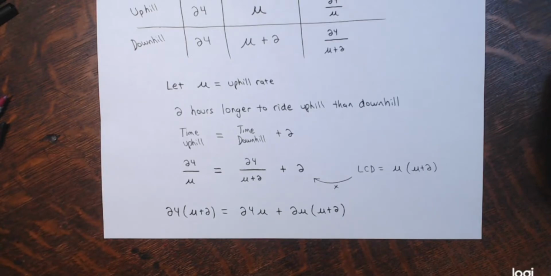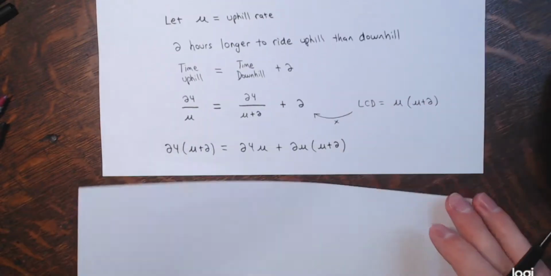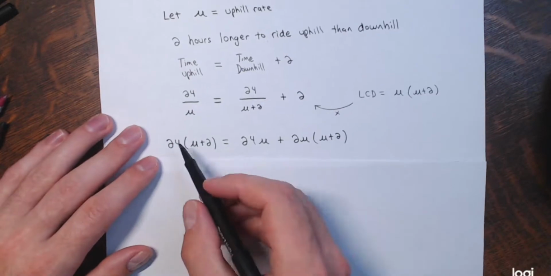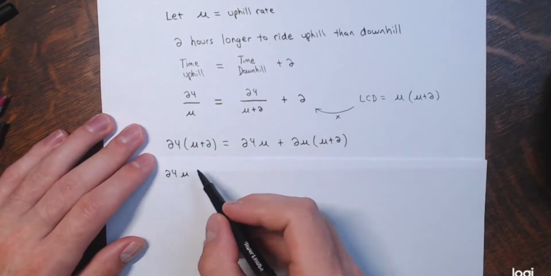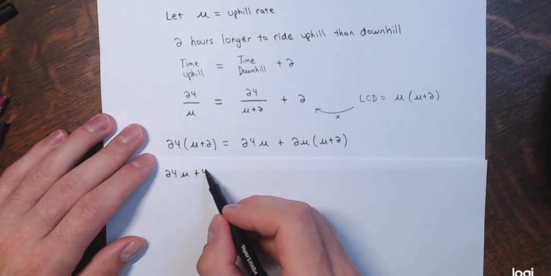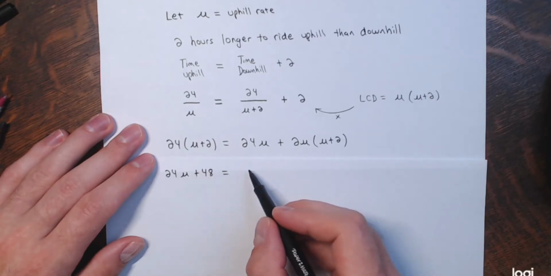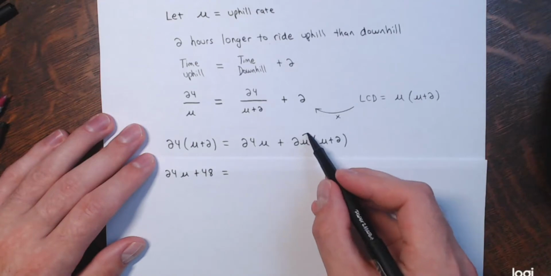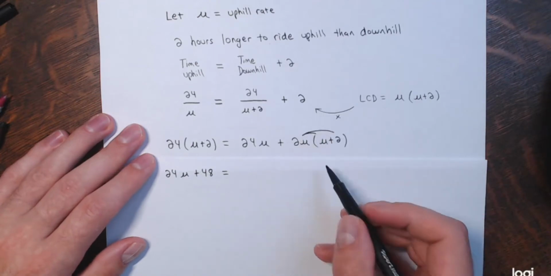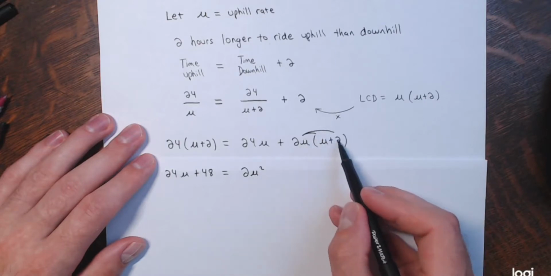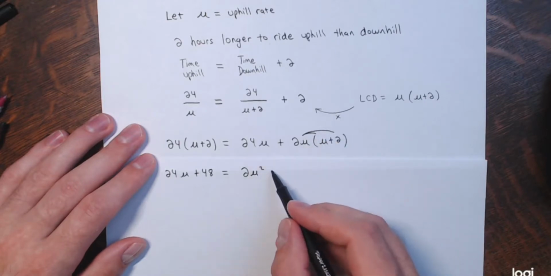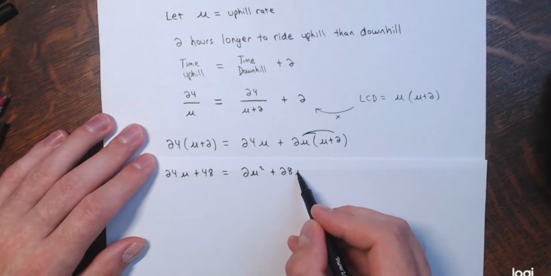I will bring a new piece of paper in for this. So left side, I've got 24u plus 48 equals, and over here, distributing the 2u, we'd have 2u squared plus 4u plus 24u, that'd be plus 28u.